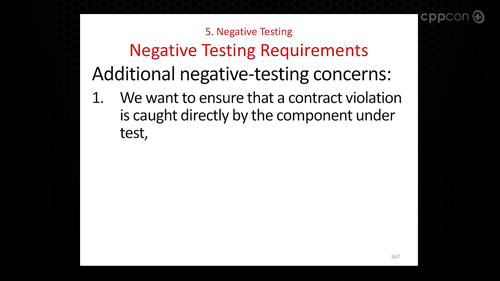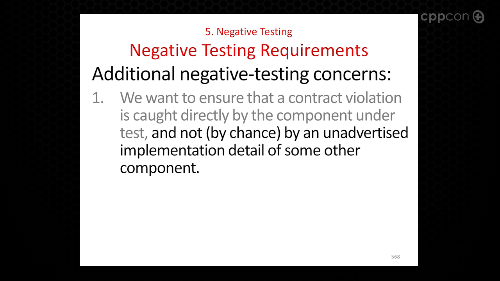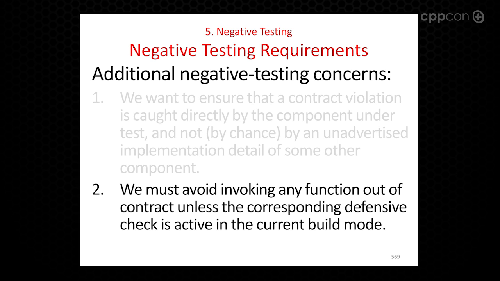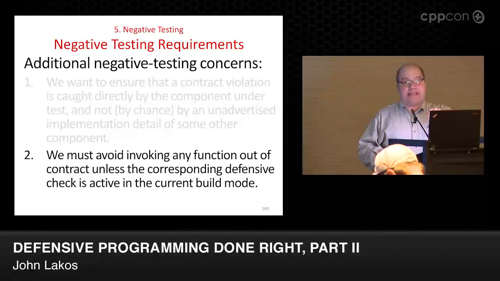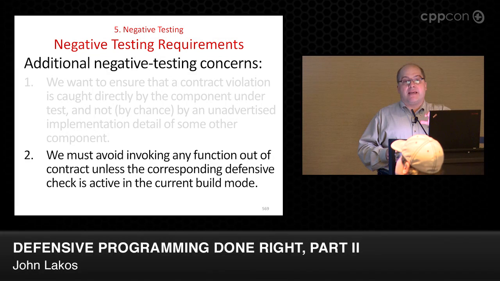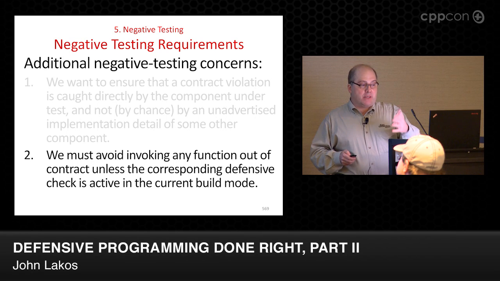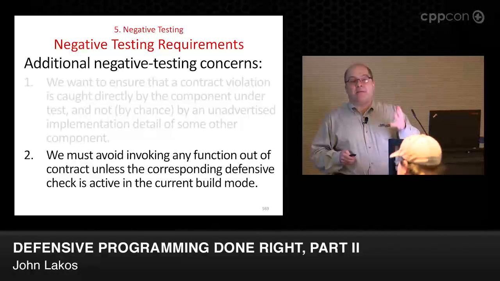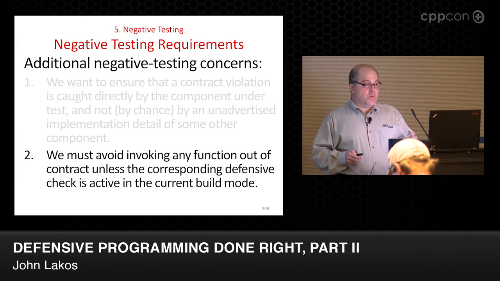Well, we want to ensure that the contract violation is caught directly by the component under test. So let me give you an example, and not by something else. So part of the thing we're going to do is verify in the testing framework that the thing that threw it is the component's name .t.c file. We're going to check, because part of the testing is to incorporate in this test exception the name of the file that threw it. That's one of the important things.